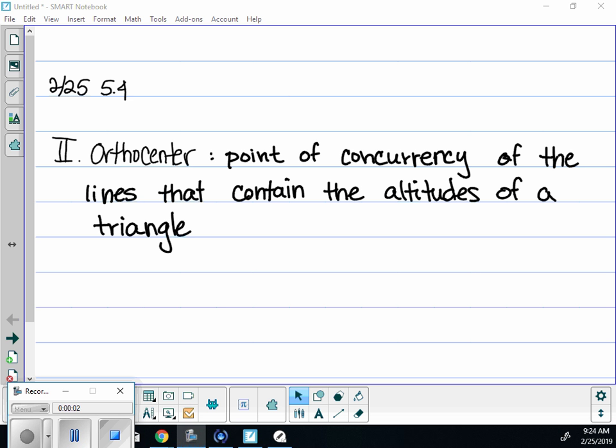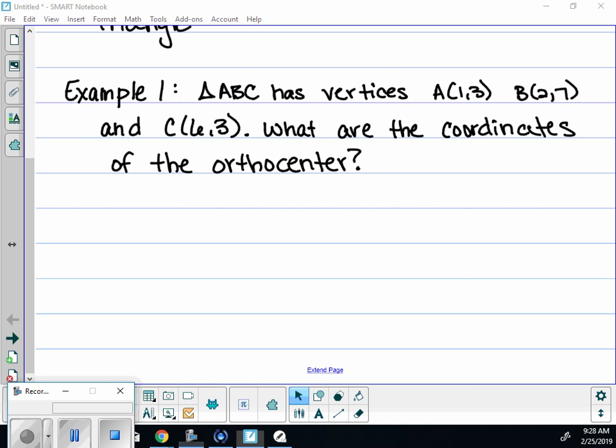So the last of our special points that we are going to talk about is the orthocenter, which is the point of concurrency of the lines that contain the altitudes. So if you find the altitudes of the triangle and you figure out where they intersect, you have the orthocenter. The example we're going to look at is an example of finding the orthocenter of a triangle.